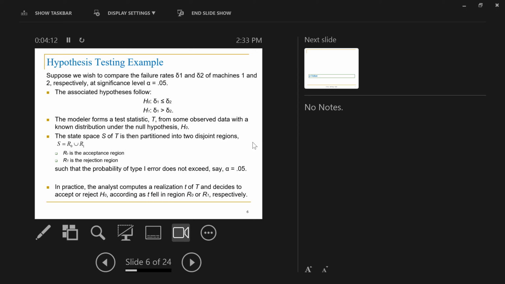In practice, the analyst computes a realization of T and decides to accept or reject the null hypothesis according to whether T fell in one of these two regions, R0 or R1. So you should remember setting up the curve for the T statistic, finding the T value and marking the acceptance and rejection regions, and then computing that statistic for your data.